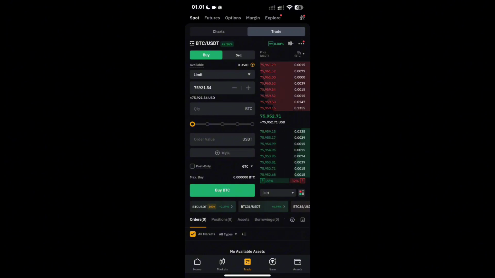So after that, just click this buy button. Then your order will execute only and only if the price reaches your specified limit. And that's it. That's how you can place a futures buy if a crypto is going down.